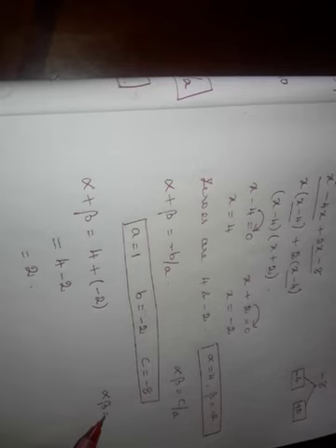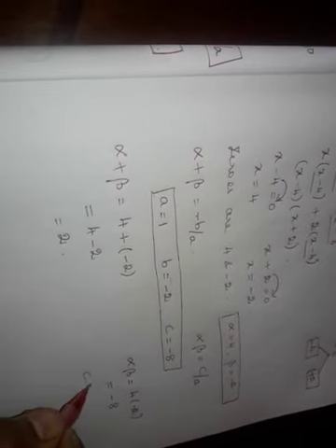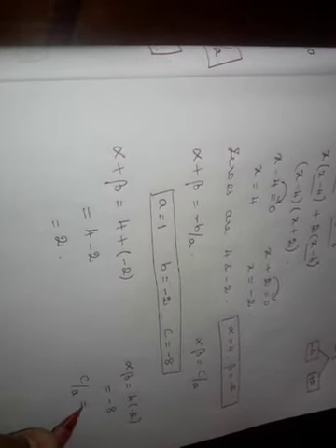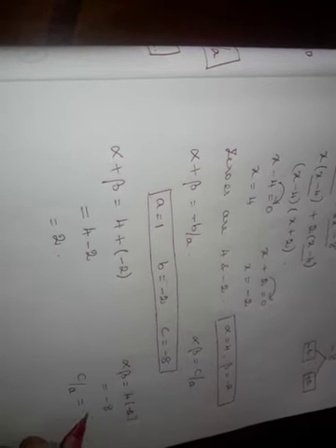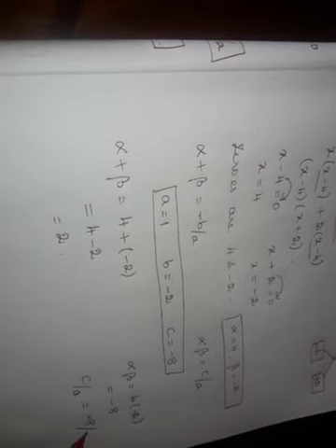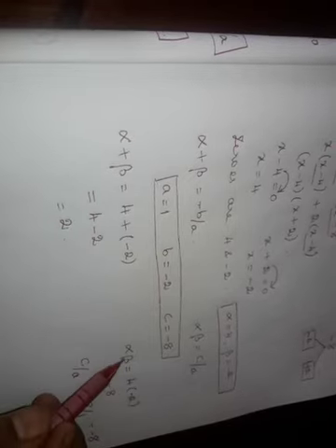And here alpha beta is 4 into minus 2, which equals minus 8. Now alpha beta is nothing but c by a, right? So we will find what value we get when we find c by a. C value is minus 8 and a value is 1. So minus 8 by 1 is nothing but minus 8. So we got alpha beta the same as c by a.